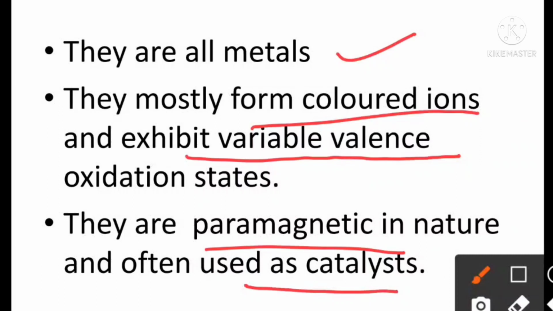So what are the general characteristic features of D block elements? They are all metals. They form colored ions. They exhibit variable oxidation state. They are paramagnetic. They behave as catalysts. A question may be asked, what are the characteristic features of D block elements? They are all metals. Most of them form colored ions. They exhibit variable oxidation state. They are paramagnetic, and they act as catalysts.